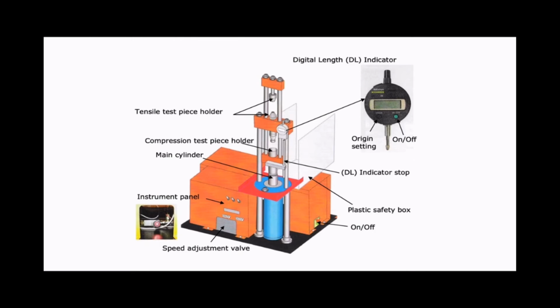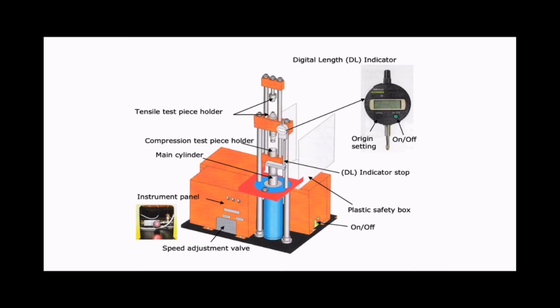This diagram represents a common universal testing machine. When the user turns on the testing machine, a hydraulic motor will induce pressure on the cylinder. By using this hydraulic pressure, universal testing machine can impart huge amount of stress over the test specimen. And this can be controlled through instrument panel. UTM can be used to perform compression test as well as tensile test.